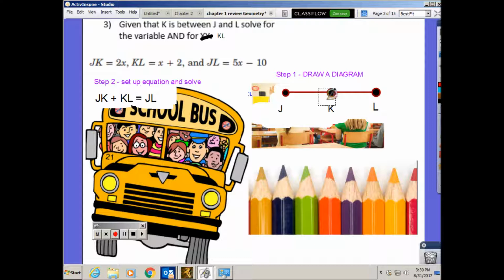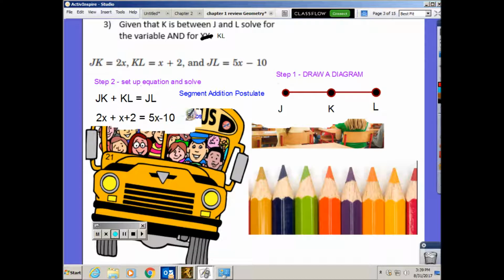J to K is a segment. K to L is a segment. If I add them together, I get the entire segment JL. We'll talk about this more in chapter 2, but this is the segment addition postulate. So now I'm going to substitute in some values. I have that JK is equal to 2x. And I have that KL is equal to x plus 2. And I have that JL is equal to 5x minus 10. That's substitution. So now I need to solve.